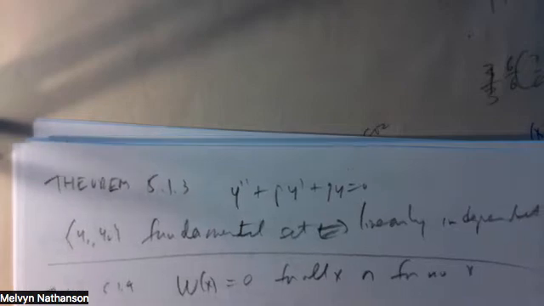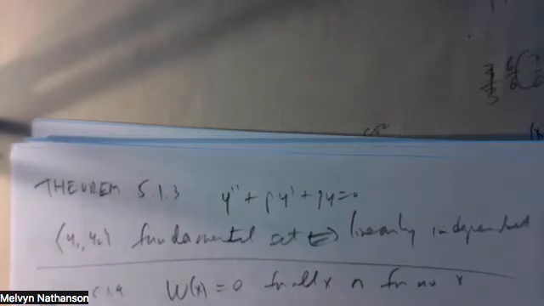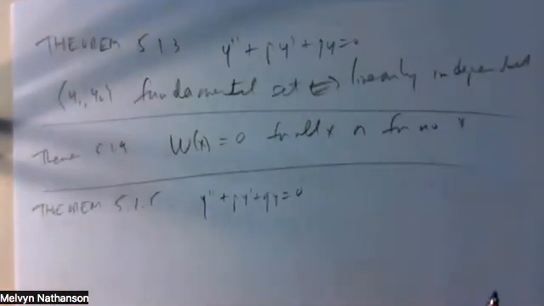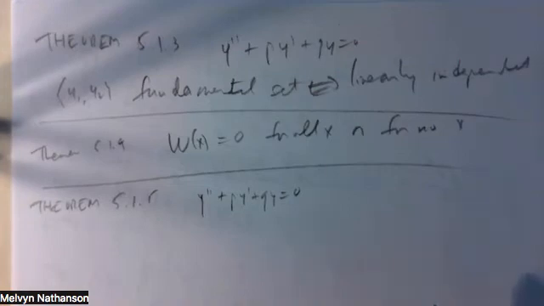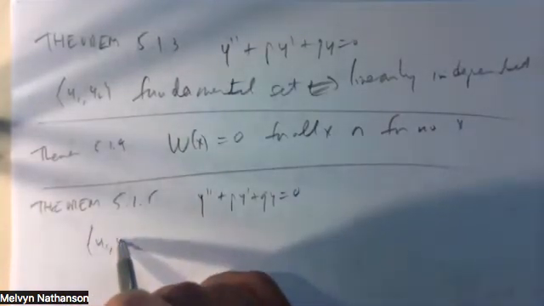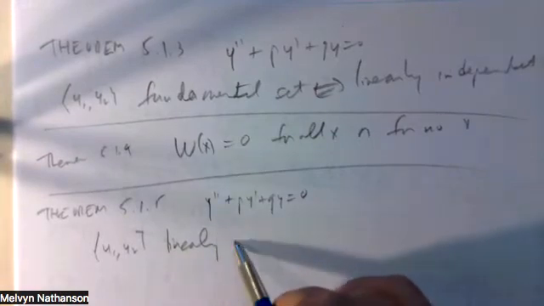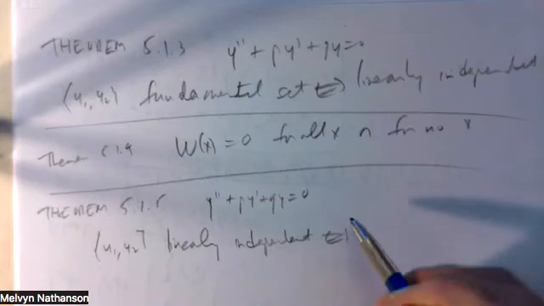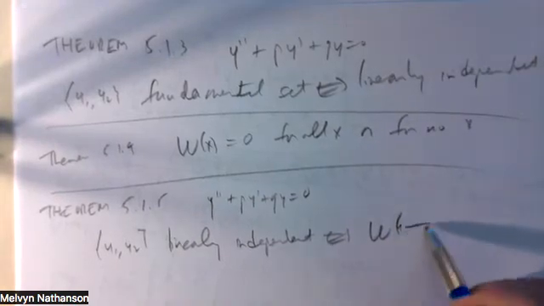And so the last thing I want to show, so this is Theorem 5.1.5. Again, for our differential equation, y double prime plus p y prime plus q y equals 0, that y1, y2 are linearly independent if and only if the Wronskian is not 0.